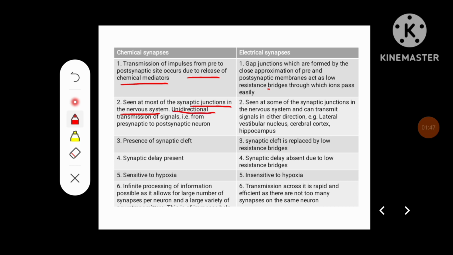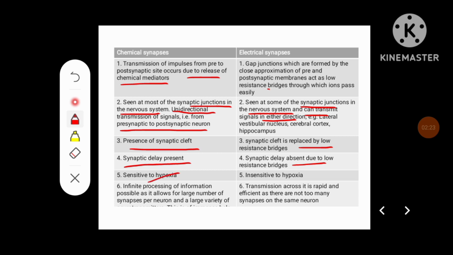They are unidirectional from presynaptic to postsynaptic, whereas electrical synapses are very few in the central nervous system, and they can transmit signals in either direction. For example, they are present in the lateral vestibular nucleus, cerebral cortex, and hippocampus. There is a presence of synaptic cleft in chemical synapse, whereas the synaptic cleft is replaced by resistance bridges in electrical synapse. Synaptic delay is present in chemical synapse, whereas it is absent in electrical synapse due to the low resistance bridges.